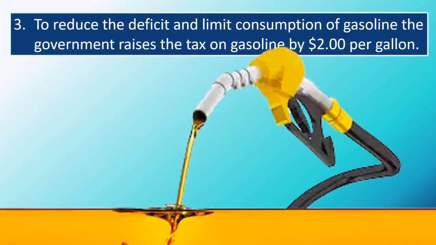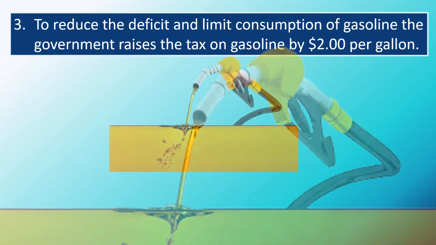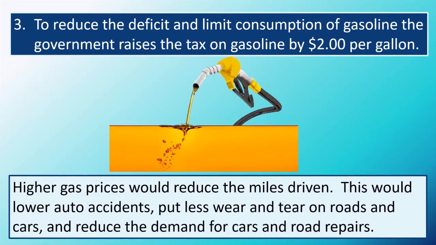Third question. To reduce the deficit and limit consumption of gasoline, the government raises the tax on gasoline by $2 per gallon. One unintended consequence might be that higher gas prices would reduce the miles driven. This would lower auto accidents, put less wear and tear on roads and cars, and reduce the demand for cars and road repairs. Of course, there's also the possibility of many businesses going under, especially those by the highway that need traffic. That's another one that I didn't put down, but you might have.